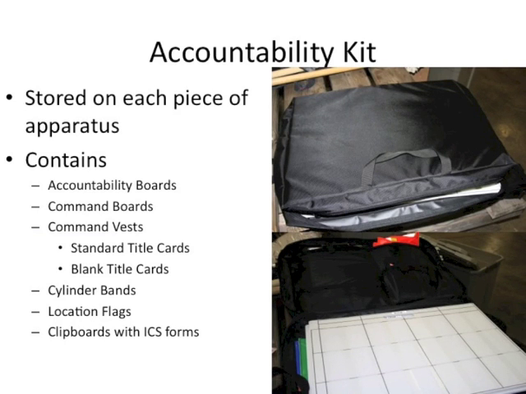Now, each piece of apparatus in the county, every piece of apparatus from engines to tankers, ambulances, and so forth, will have what's called an accountability kit. This kit, which you can see here, contains one accountability board, one command board, two command vests with standard title cards and blank title cards, a set of cylinder bands, a set of location flags, and a clipboard with a complete set of ICS forms.